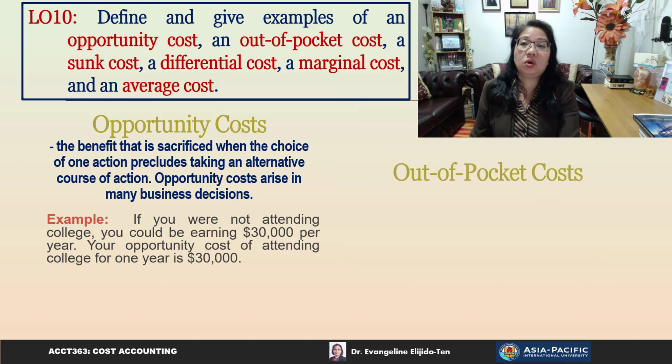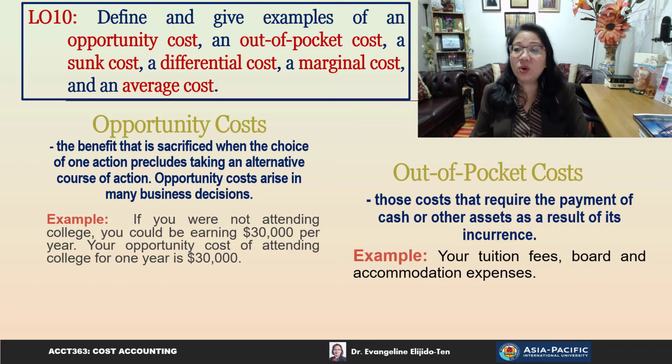Contrast opportunity cost with out-of-pocket cost, where out-of-pocket costs are those costs that require the payment of either cash or other assets as a result of its incurrence. So going back to the example of your studies at AIU, your out-of-pocket costs would include your tuition fees, your board and accommodation expenses, and the like.